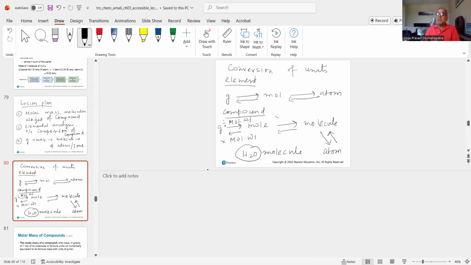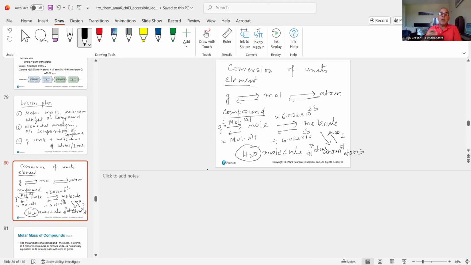Moles to molecule, same. You multiply by 6.022 10 to the power 23, and the opposite will be dividing. So from molecules to atoms, what will you multiply by? When you go from molecules to atoms, you multiply by the number of atoms. And in the opposite case, you divide by the number of atoms. Okay, so remind yourself of this and memorize it.